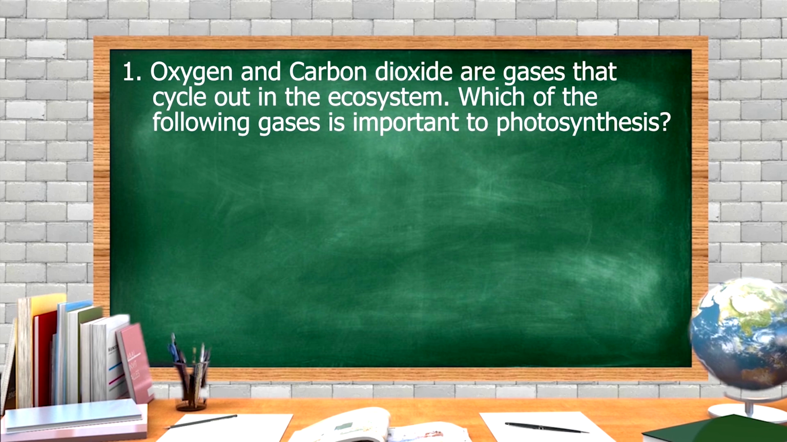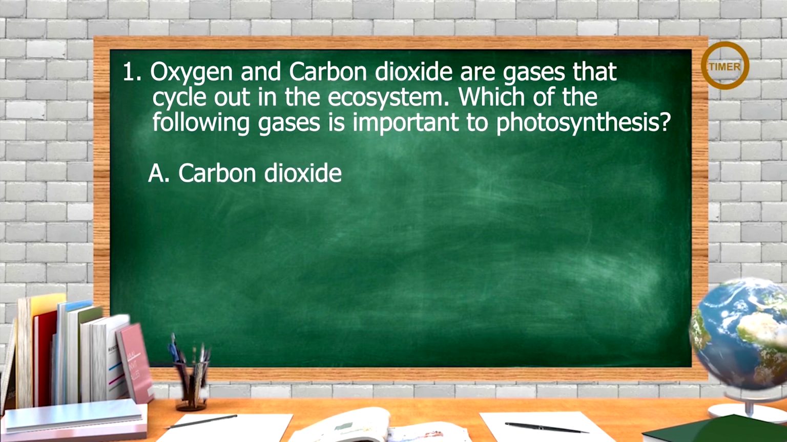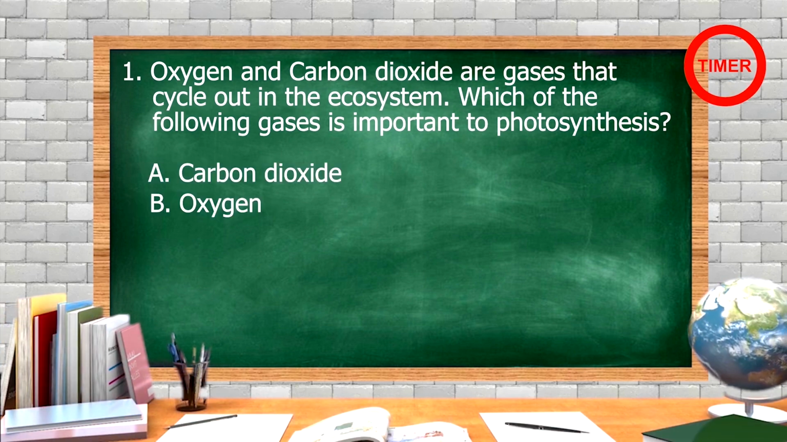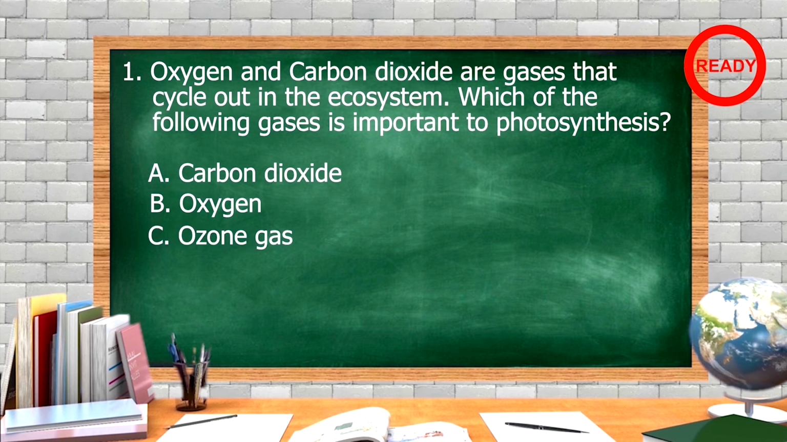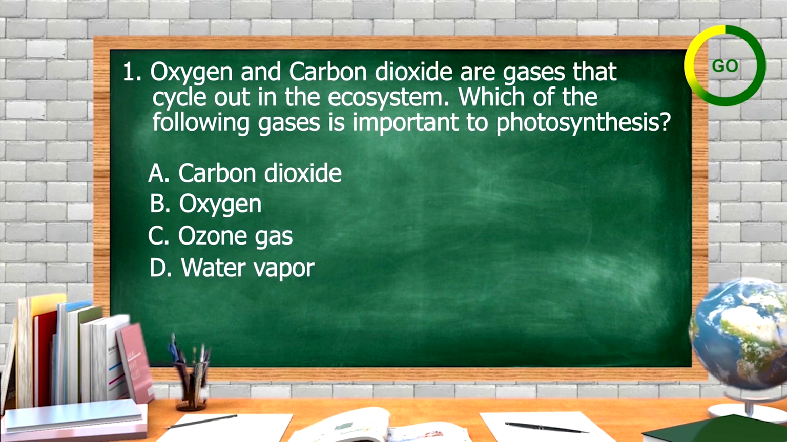Question 1. Oxygen and carbon dioxide are gases that cycle out in the ecosystem. Which of the following gases is important to photosynthesis? A. Carbon dioxide. B. Oxygen. C. Ozone gas. D. Water vapor.